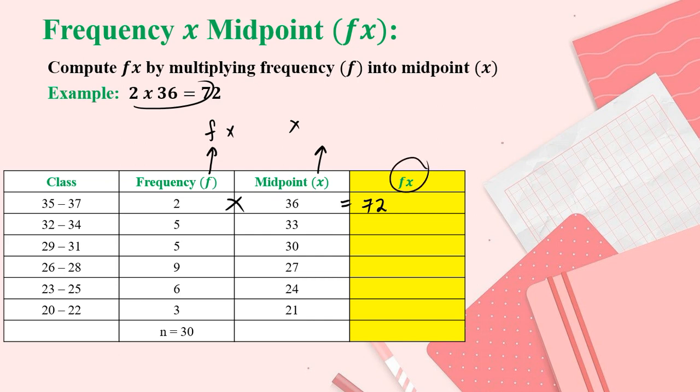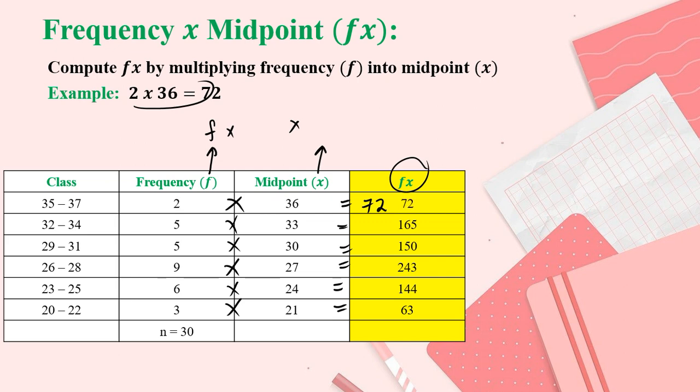So, let's start. We have 3 times 21, which is 63. 6 times 24, we have 144. 9 times 27, we have 243. 5 times 30, 150. And last is 5 times 33, we have 165. Okay, nauna na siya kasi nasolve na natin or given as example si 72.